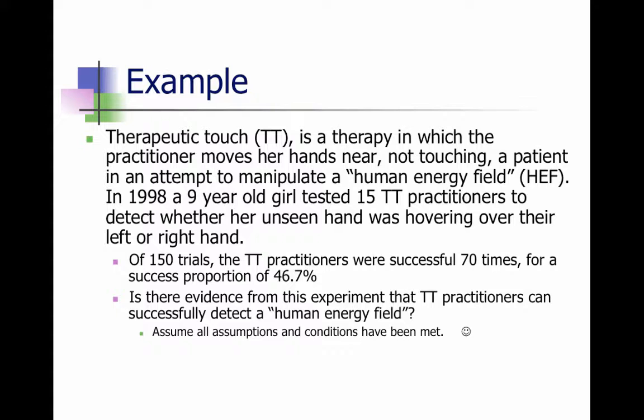Out of 150 trials, so she did it 10 times with each person, the therapeutic touch practitioners were successful 70 times. That's a success rate of 46.7%. What we want to know is, is there evidence from this experiment that therapeutic touch practitioners can successfully detect a human energy field? We're going to go ahead and assume that all assumptions and conditions have been met, which means that we don't need to check them.